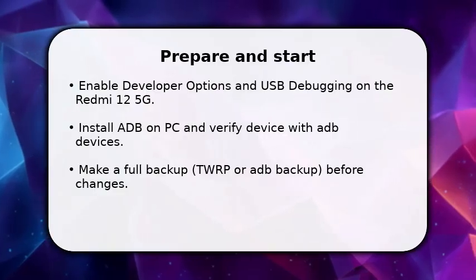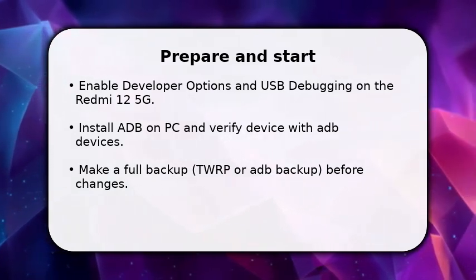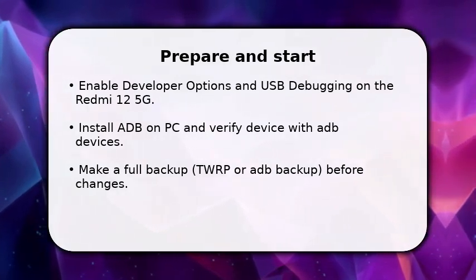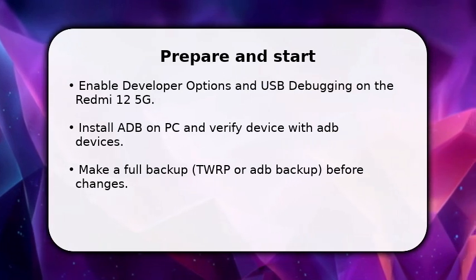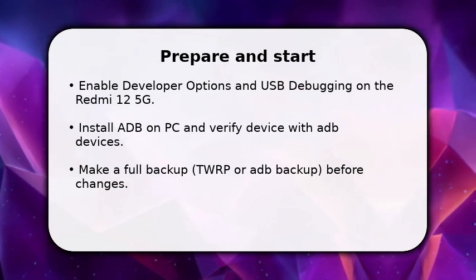You begin by preparing the phone and PC. Enable developer options, turn on USB debugging, and connect to a computer with ADB installed. Once done, verify the connection with adb devices so you know the device is visible. Make a full backup now.